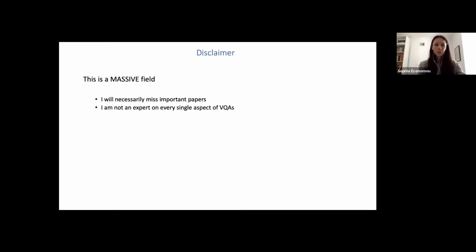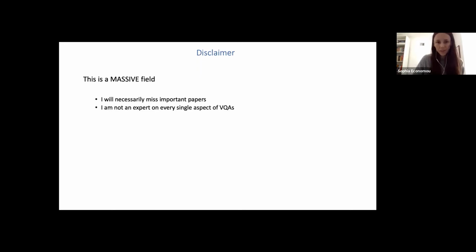Yes, so first, let me start with a disclaimer. This is a really massive field, so I will miss things, either because I don't have space to put everything, or because I'm not aware of every paper in the literature, even important ones. So I apologize if I miss an important result from people, and if anybody wants to share their work with me, I'm very happy to find out more about the work being done in this interesting field. And of course, I'm not an expert on every single aspect. I try to make this as broad and as informative as possible, since it's a tutorial, but not every single aspect falls under my expertise.